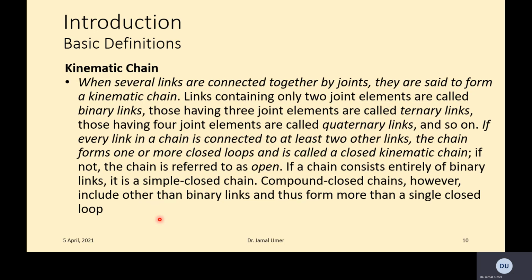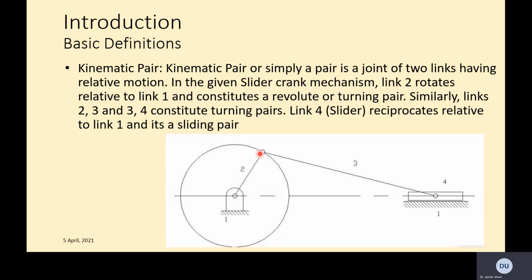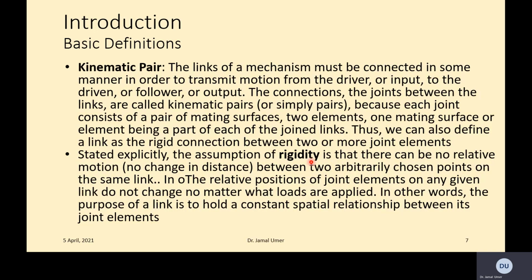All right. On the kinematic chain, we had a very brief definition before, but this is a little more extensive. When several links are connected together by joints, they are said to form a kinematic chain. Whenever several links are joined, and of course links are always connected through joints, it is called a kinematic chain. Links containing only two joints are called binary links. In the slider crank mechanism, this link has two joints, one here and one here. That's why this link is called a binary link, because it can be connected with two joints.